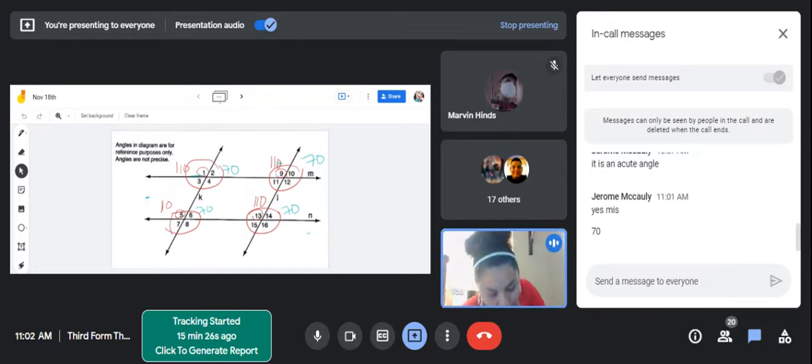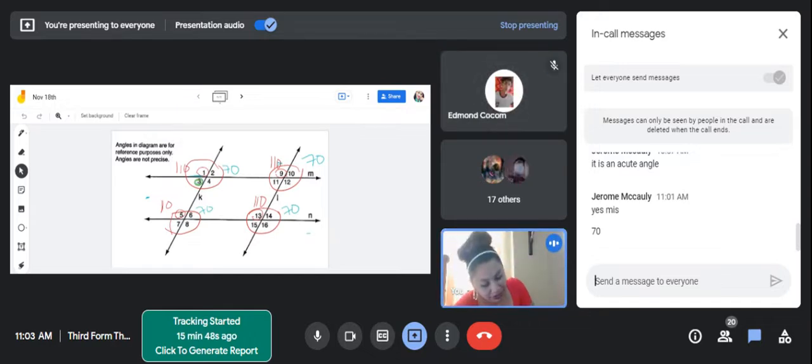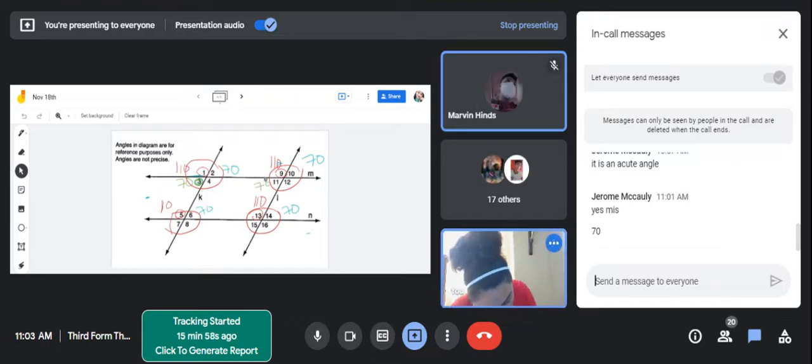Now, if you know that number 1 is 110 and number 2 is 70, what is going to be number 3? 70, miss. Very good. It's going to be 70. What else is going to be 70? Number 11, number 7, and number 15.